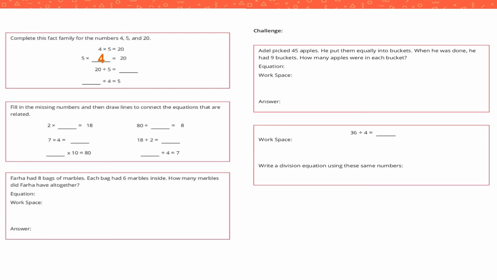The next division equation is 20 divided by 5 equals 4. And what divided by 4 gives me 5? Sure, 20. Here, fill the missing number and draw lines to connect.